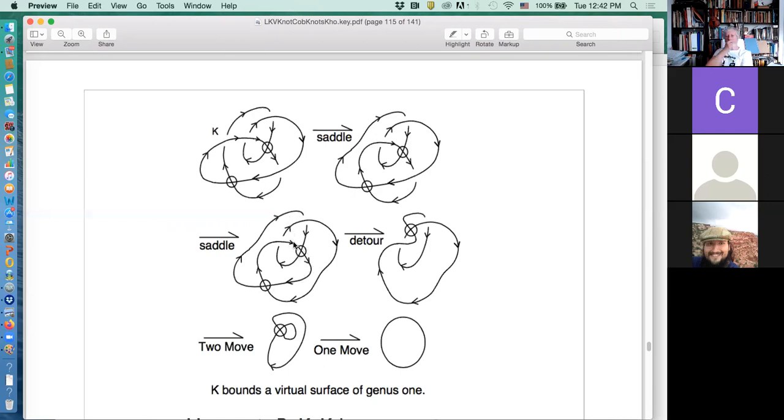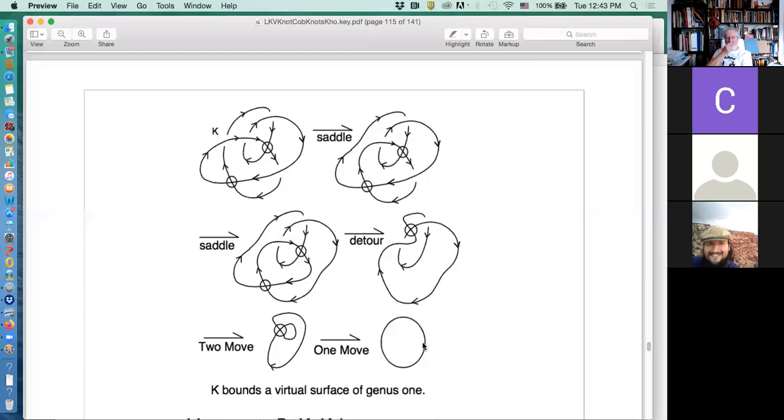And I can, if I wish, cut that out and connect these two across like that. And that's a perfectly good detour move. And then this goes over and that goes over. So there's a two move, which can be performed to pull this in. And then a one move and it goes away.